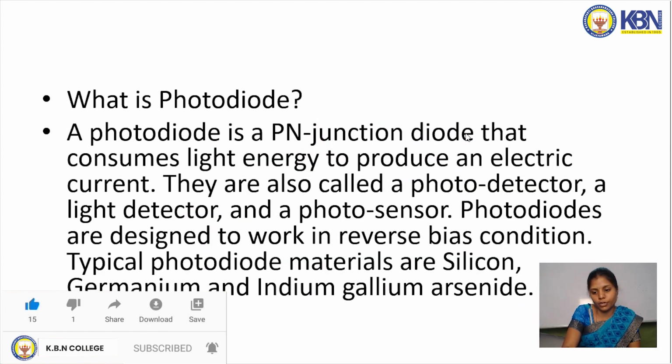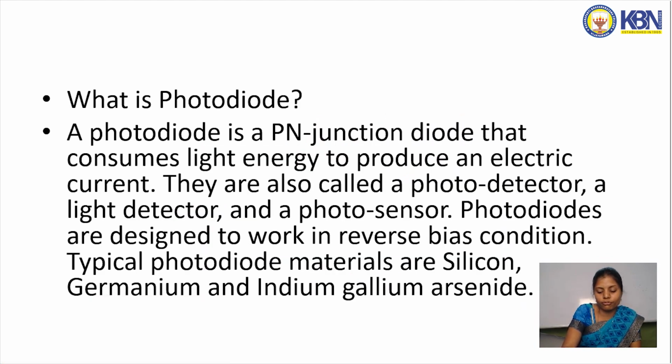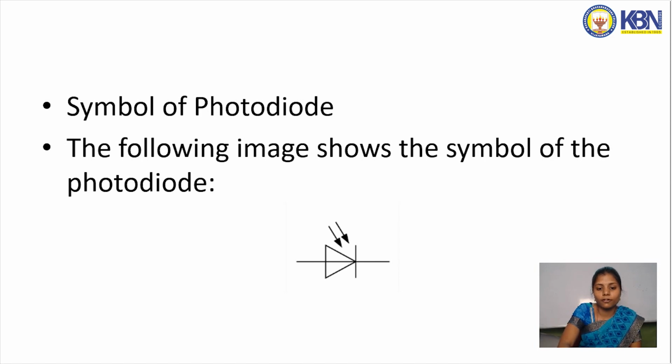And then the photodiode. Just like an LED, the photodiode works similarly, but here the input and output vary. The photodiode takes the input as photons and gives the output as electrical energy. In the LED, it takes the input as electrical power and gives the output as light. This is the symbol for the photodiode.